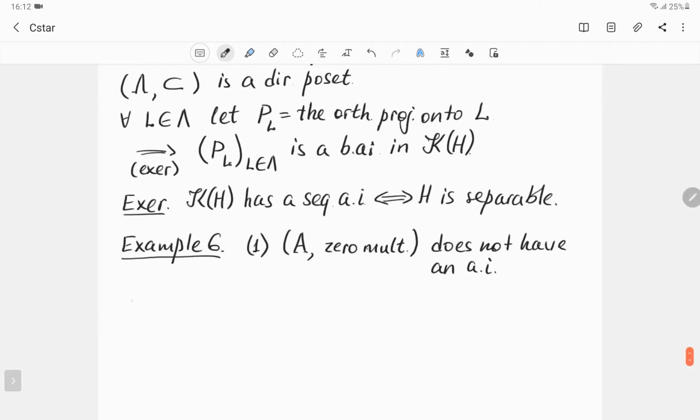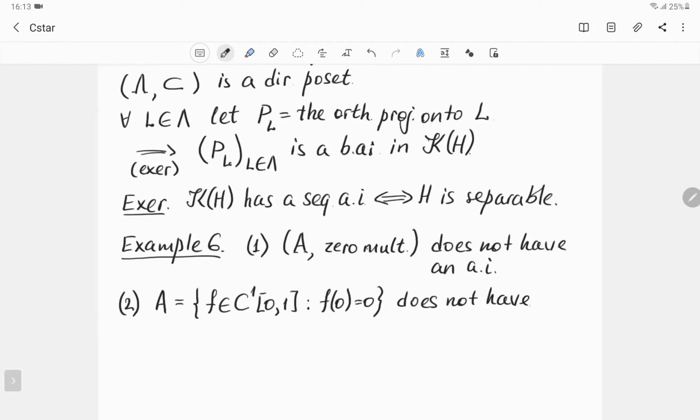And here is a more interesting example. Let A be the maximal ideal of the algebra of continuously differentiable functions on an interval. So this is the algebra of those C1 functions on the interval 0, 1, such that f vanishes at 0. I claim that this algebra doesn't have an approximate identity. This is also a simple exercise for you.